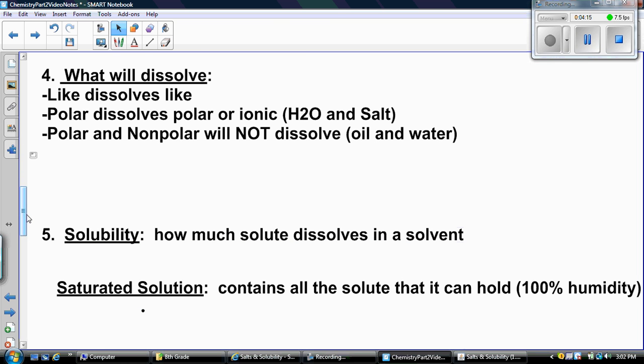Some rules on what will dissolve and what won't. So like dissolves like. So polar will dissolve polar or ionic compounds. It has to have charges to be able to dissolve. That's why water, which is a polar compound, will dissolve salt, which is ionic, because there's charges there. Polar and nonpolar will not dissolve, because remember, nonpolar covalent bonds do not have charges. So water can't pull them apart, like I showed you in the example. So when you mix oil and water, oil won't dissolve in water.